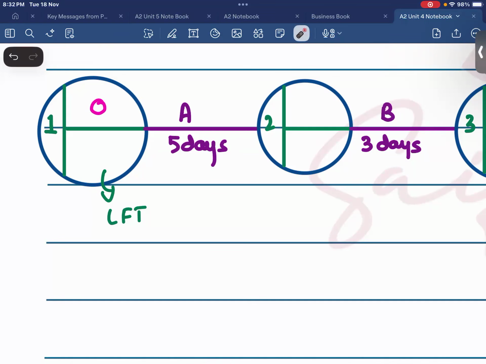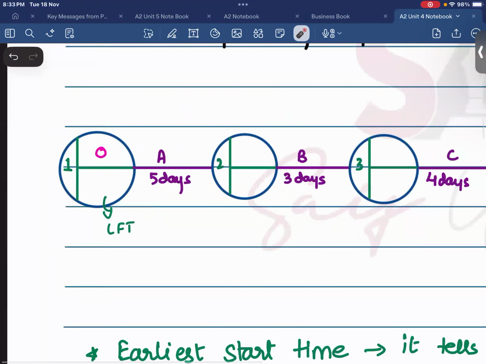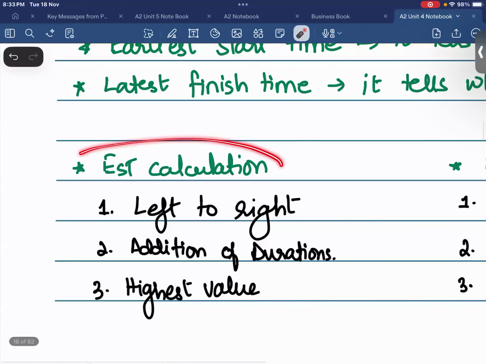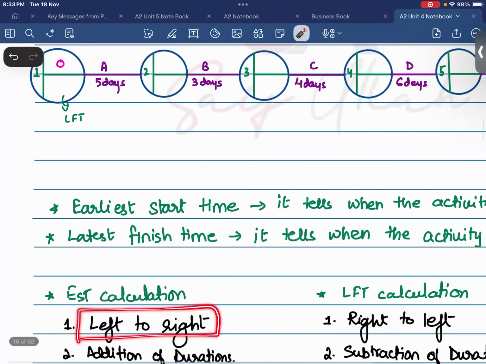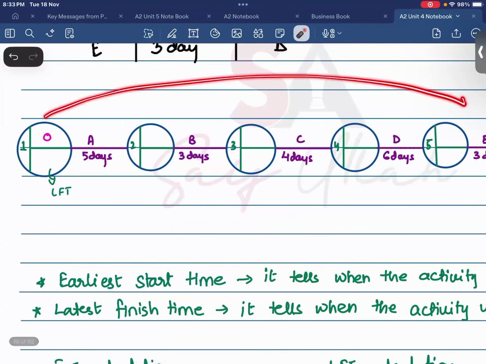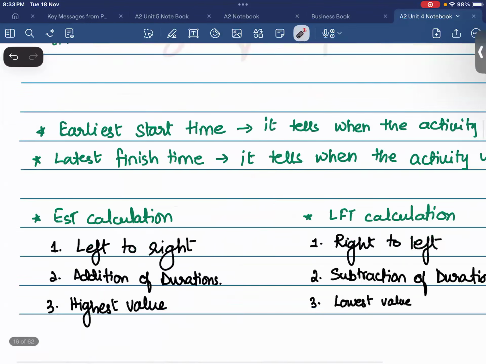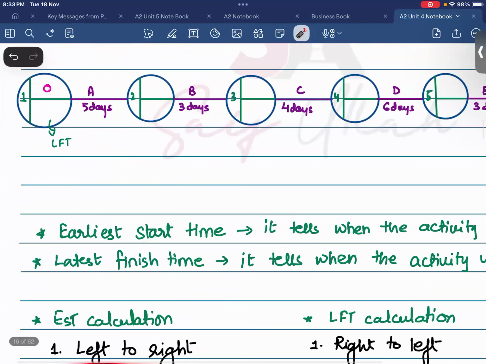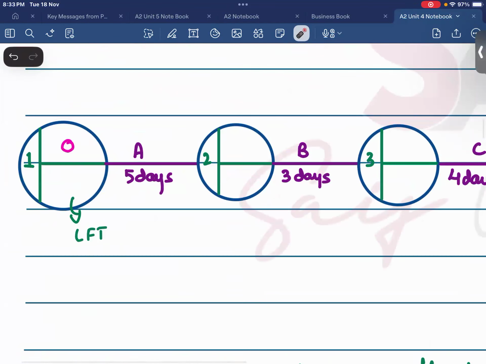Now, we are going to calculate the EST at node number 2. So what we are going to simply do is 0 plus 5. We're going to add the duration in EST. The things that you have to remember while calculating EST is, first, you have to go from left to right. That means you have to start from node 1 and end at the final node. And it is the addition of durations to EST. For example, node number 1 has 0 plus 5.